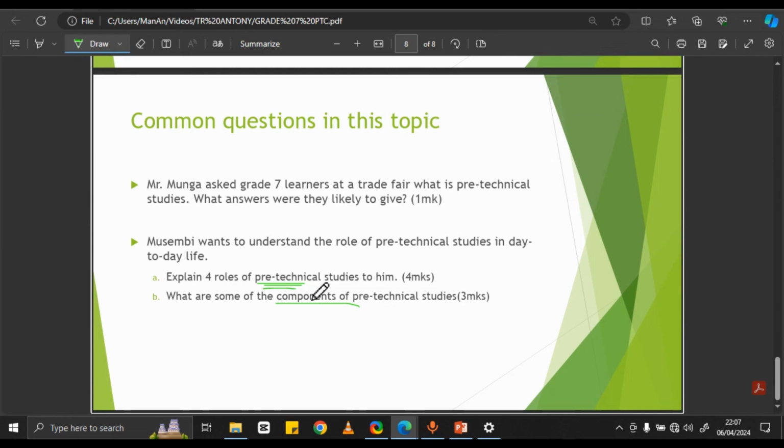I hope I've explained these notes well. They are very good notes. You can use them in your exams. And if you have a question, you can ask.